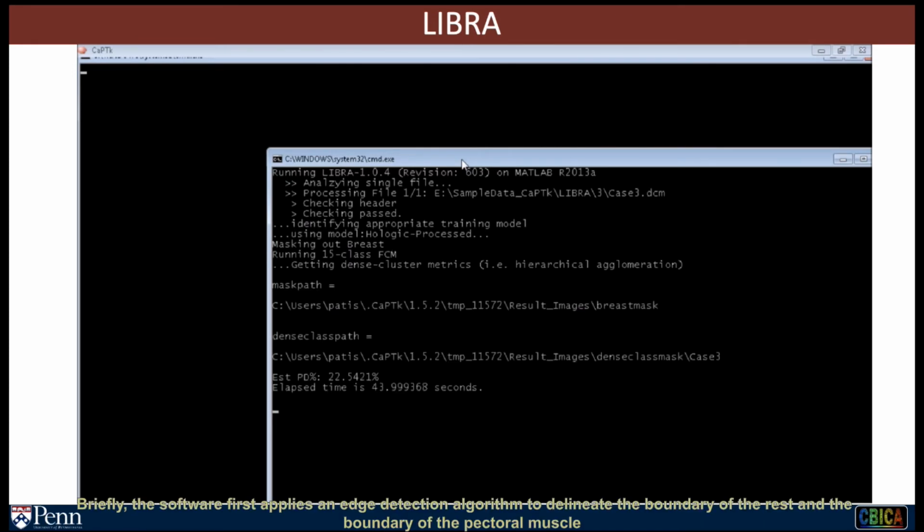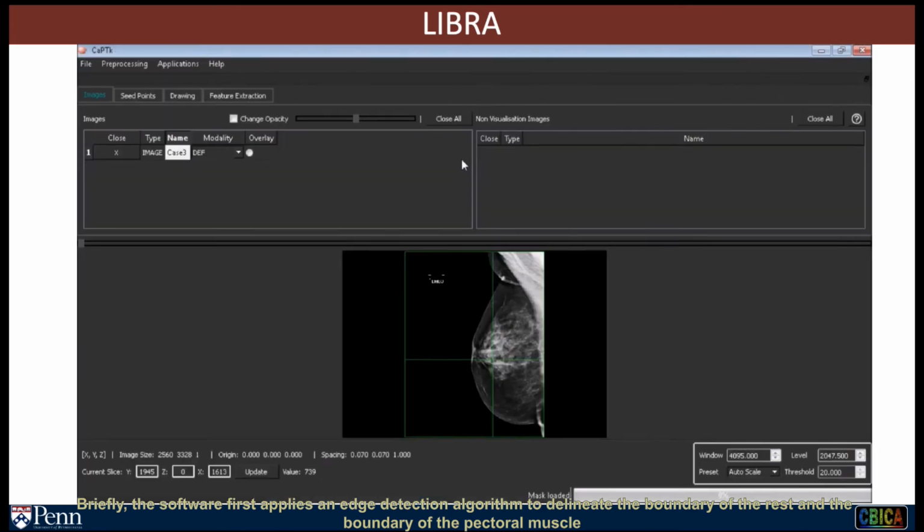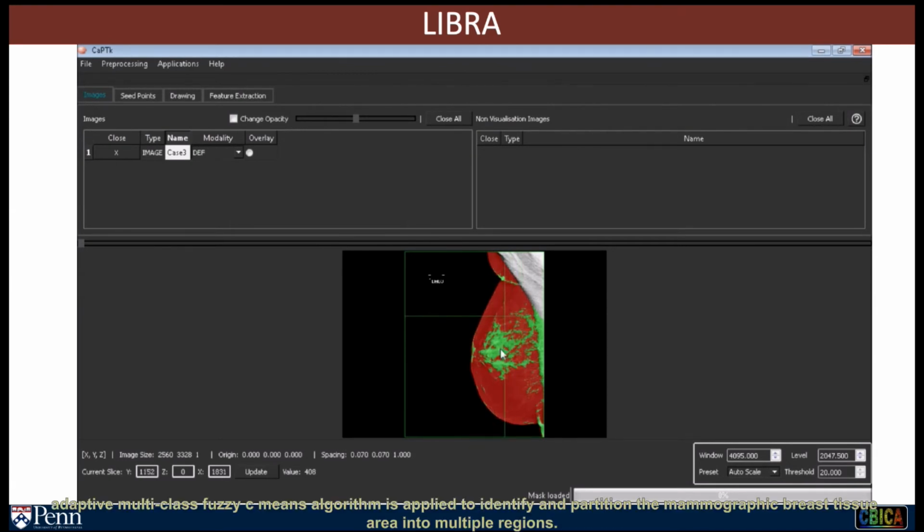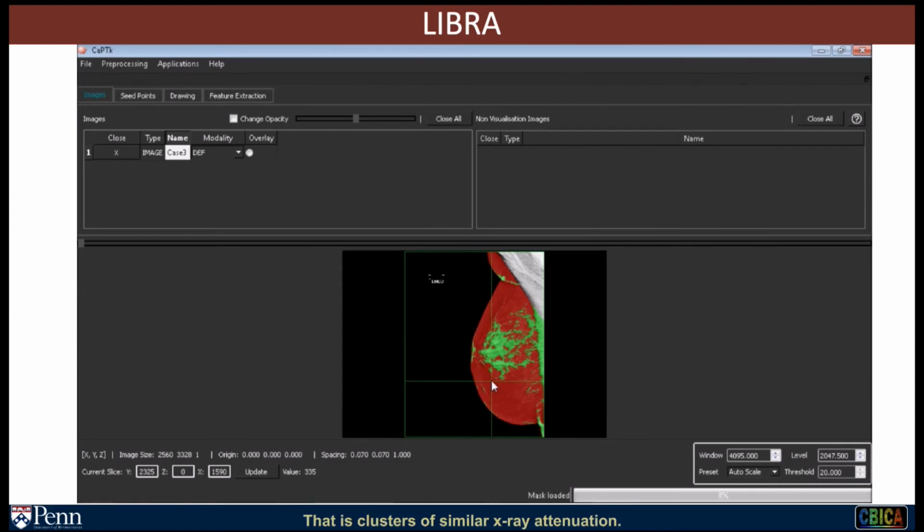Briefly, the software first applies an edge detection algorithm to delineate the boundary of the breast and the boundary of the pectoral muscle. Following the segmentation of the breast, an adaptive multi-classed fuzzy C-means algorithm is applied to identify and partition the mammographic breast tissue area into multiple regions, that is, clusters, of similar X-ray attenuation. These clusters are then aggregated by a support vector machine classifier to a final dense tissue area segmentation. The ratio of the segmented absolute dense area to the total breast area is then used to obtain a measure of breast percent density, PD%.